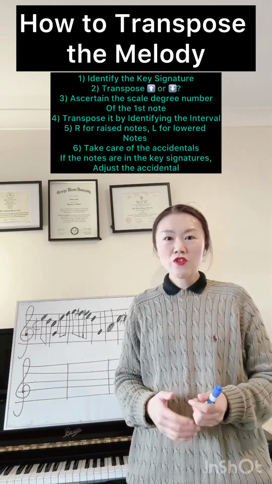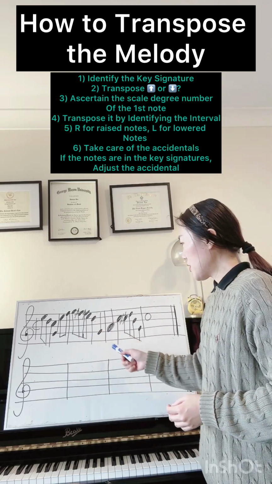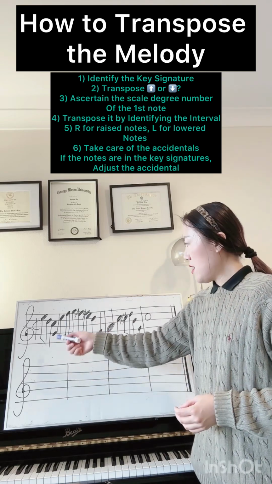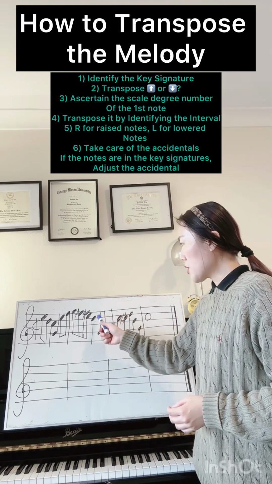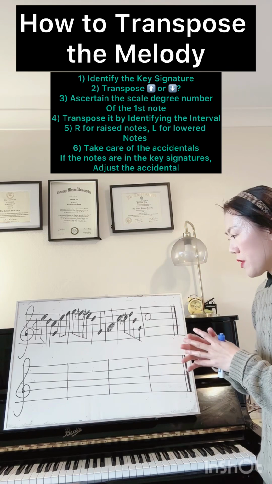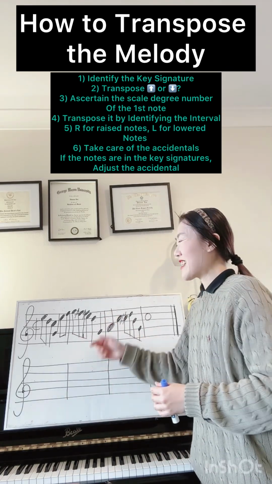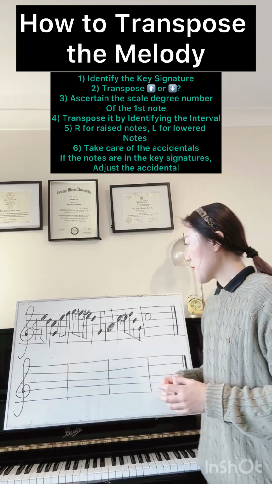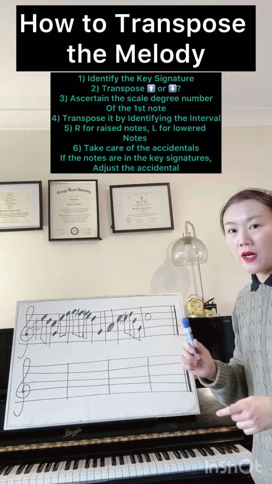How to transpose the melody. So this is the given melody. We have to be able to identify the key signature, and then you have to pay attention to those notes with accidentals, which are not part of the key signature. And then after that, you must be able to know whether you're transposing down or transposing up from the given melody. So let's identify the given melody first, and then we're going to talk about how to transpose.